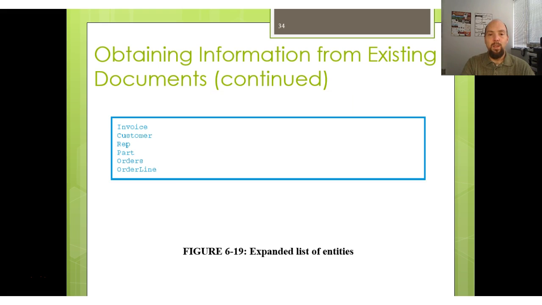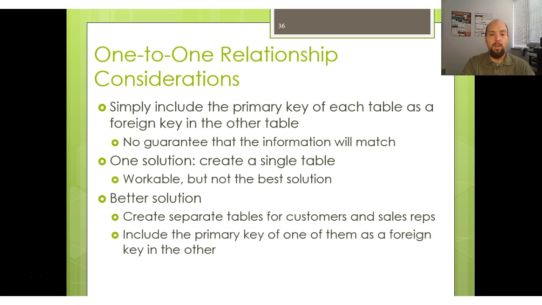and now we have a list of tables that we need. So now we know we need an invoice table, we need a customer table, we need a rep table, part table, orders, an order line table. Where do we get all that? From one invoice. That's it.